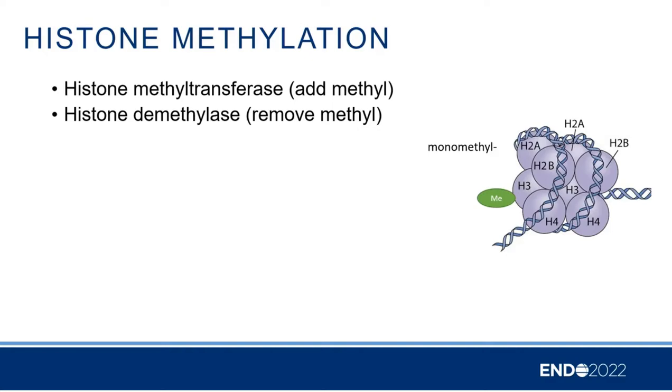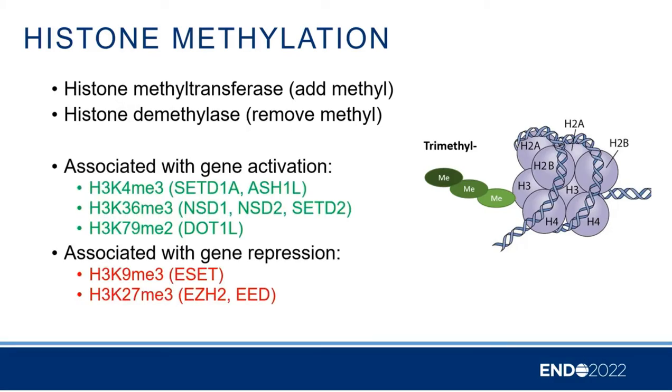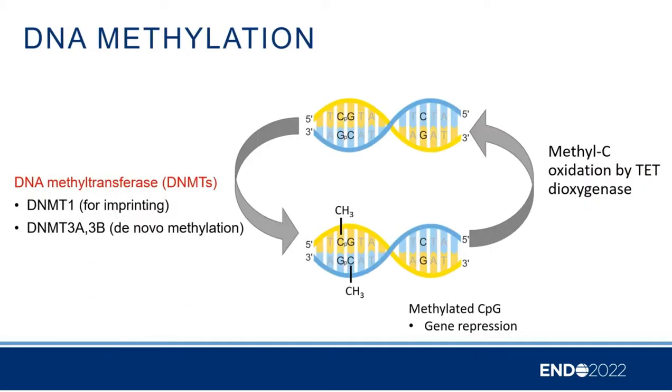Histone methylation has a more complicated effect on gene expression because histones can be monomethylated, dimethylated, or trimethylated, which means multiple methyl groups being added. And then it can be modified at different places in the histone. Depending on where it is, it could be associated with gene activation or repression. DNA methylation is, on the other hand, usually associated with gene repression, and it's done by DNA methyltransferases. There are different kinds of DNA methyltransferases.